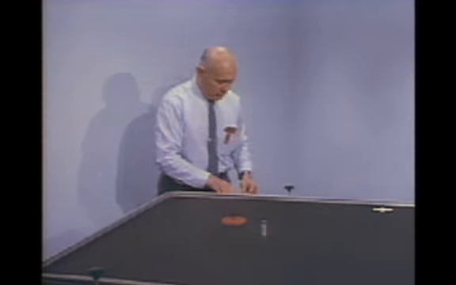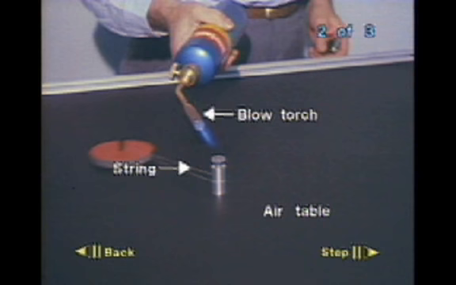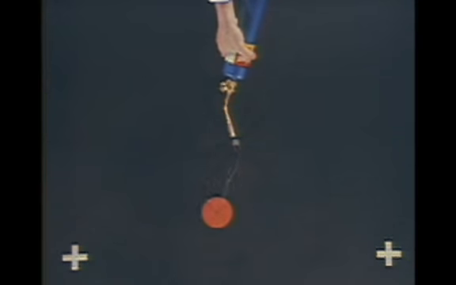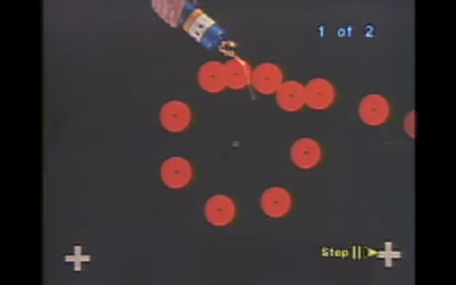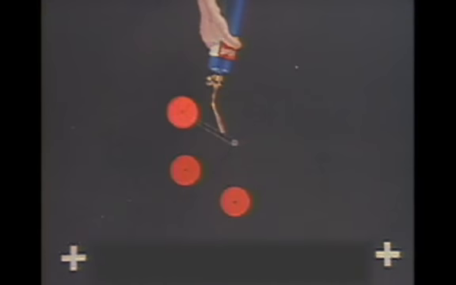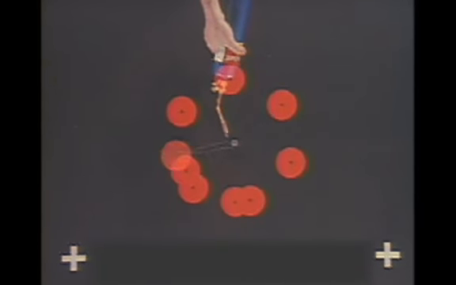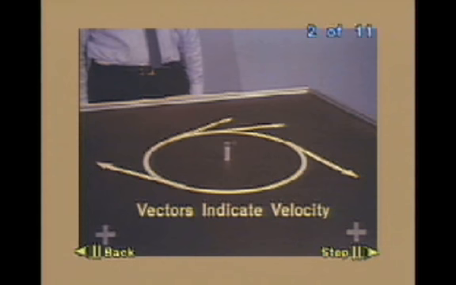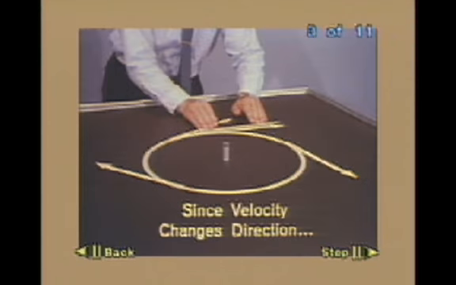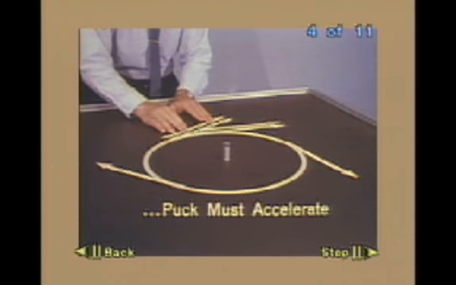The puck moves on a cushion of air. Circular to linear motion. When the string burns through, the puck goes straight. When the force to the center becomes zero, the puck goes straight. The velocity is changing direction. Therefore, the velocity must be changing and the puck must be accelerating.